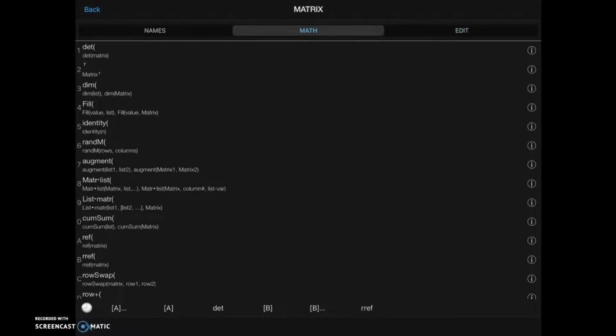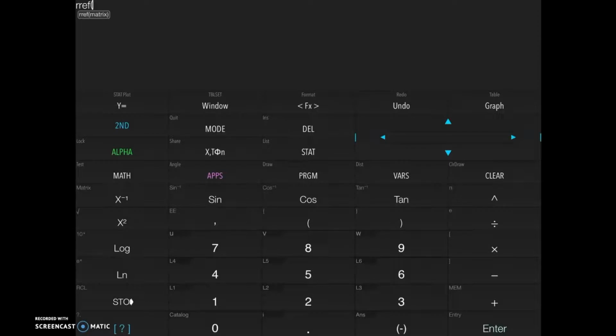And down towards the bottom there's that B says RREF, and that's the one I want. I want RREF. So I'm telling my calculator I want to do RREF. Now I have to tell it what matrix to do it on. Well, it's the matrix A that I just put in.